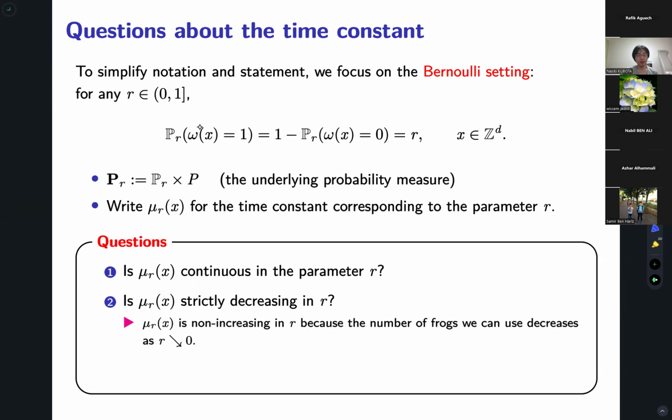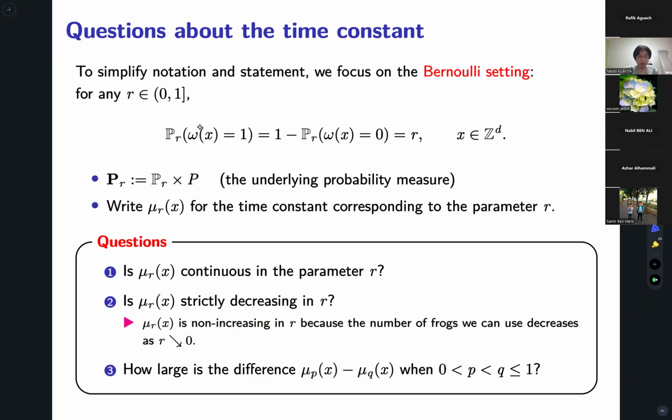Okay, so it is clear that this time constant is non-increasing in r. Because r is the probability that we put a sleeping frog on each site, as r goes to 0, the number of frogs we can use decreases. So the time constant is non-increasing. Sorry, maybe this is a typo, decreasing.